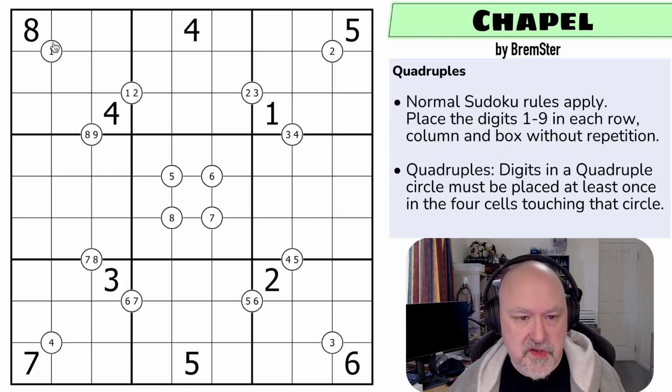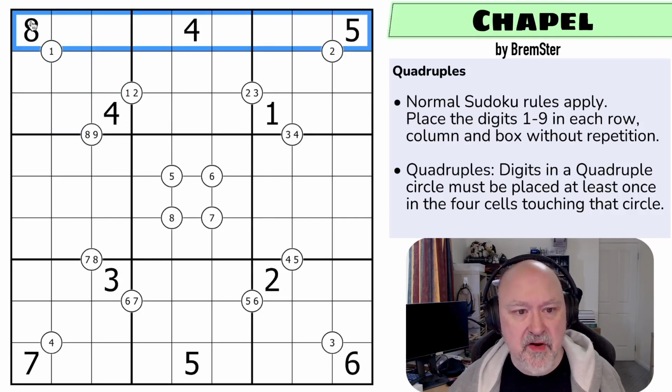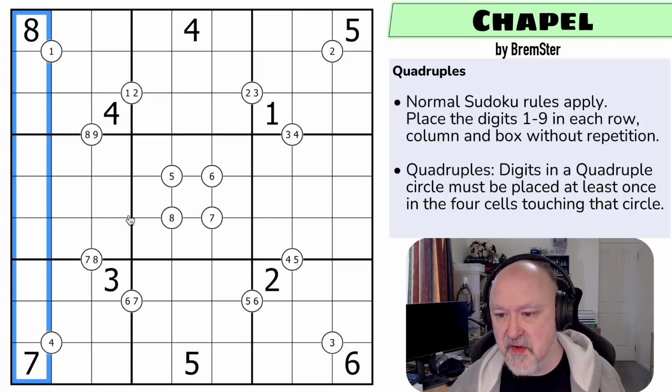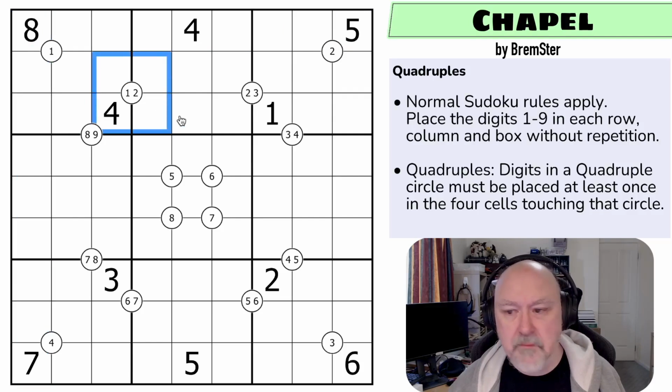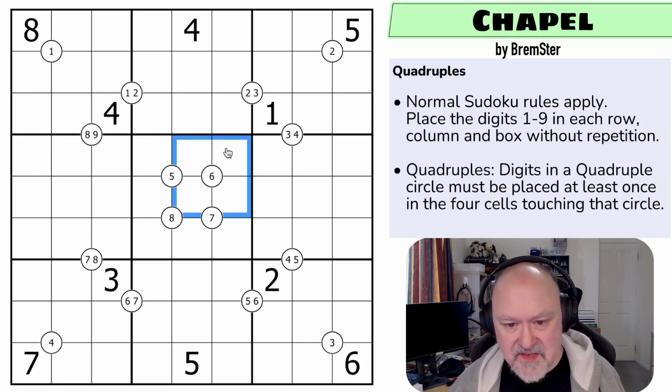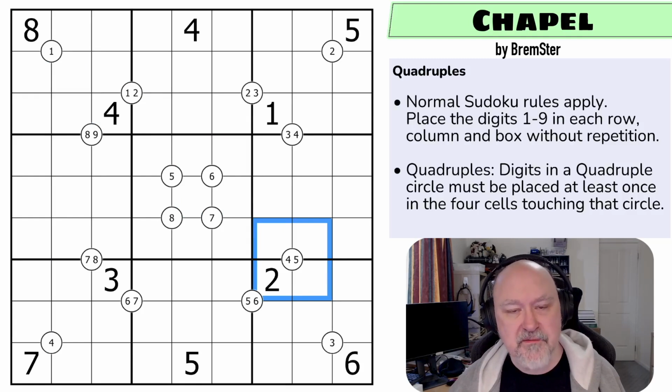So we've got normal Sudoku rules apply. So in every box, in every row, and in every column, the digits 1 to 9 must be placed without repetition. And then quadruples: digits on a quadruple circle must be placed at least once in the 4 cells touching that circle. So in these 4 cells, there must be at least 1 1 and at least 1 2. In these 4 cells, there must be at least 1 6. In these 4 cells, there must be at least 1 4 and at least 1 5. They're the rules of the puzzle.